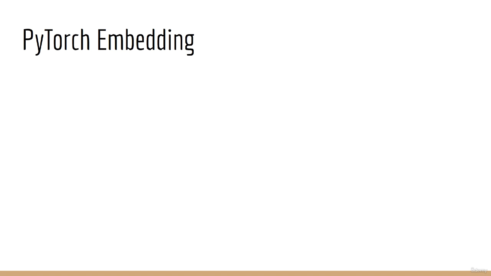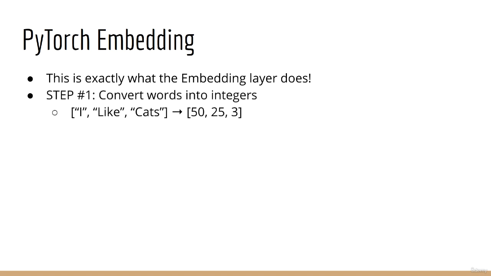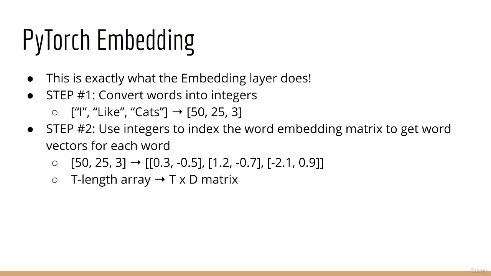So this is exactly what the embedding layer in PyTorch does. Instead of doing all the work yourself to create one-hot encoded vectors, the only step you need to do is map your dataset with sequences of words into a dataset with sequences of word indices. Now that you have only integers, you can use an embedding layer to map each word's integer to a corresponding word vector. From there on out, your sequence becomes a T by D matrix, at which point you can use an RNN as you normally would.